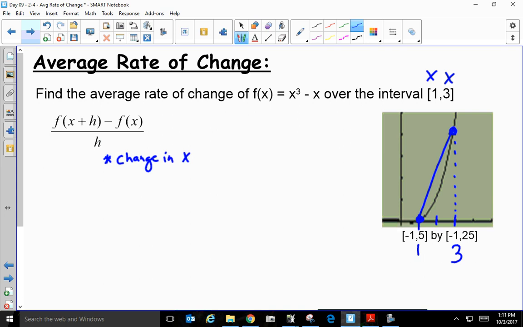Now, we are given a change in x right here. When it is instantaneous, there is no change. That's when we've got to try to factor that h out. We don't have to do that here. We are given a change.